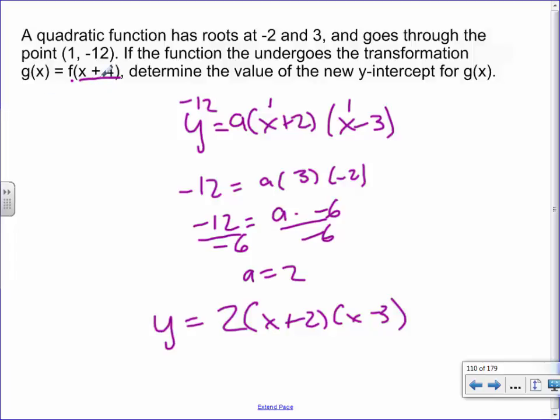You can take it as a slide it 4 to the left notation, but it also means everywhere you used to have x, write x + 4. So now let's write 2[(x + 4) + 2], and then rather than writing this as an x, write it as (x + 4) - 3.